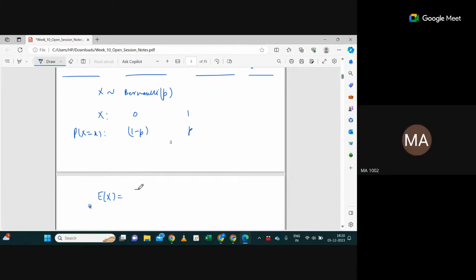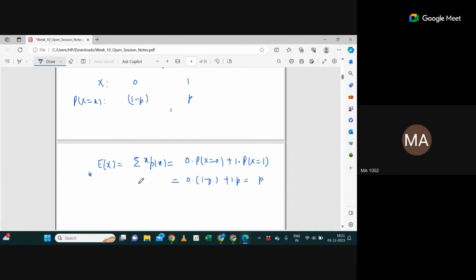Okay. So what is the expected value? You can find summation of x into p(x). That means 0 into probability at x equal to 0 plus 1 into probability at x equal to 1. So 0 into 1 minus p plus 1 into p, that means p. So that is the expected value of your Bernoulli random variable, right? Yes or no? Yes, sir.